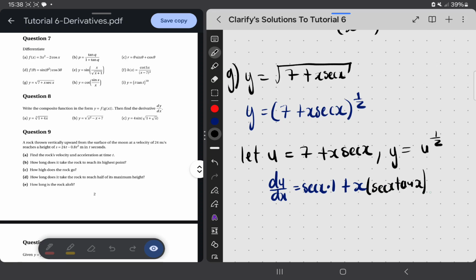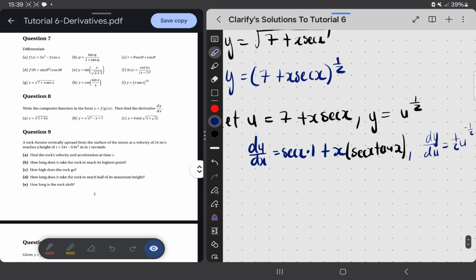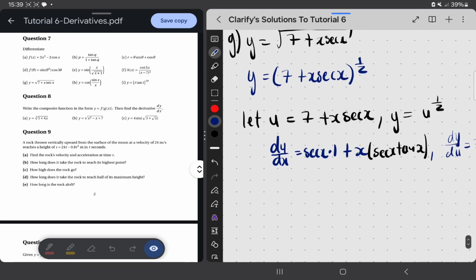Then we now want to know what is dy du, which you can put as dy du or y prime. But if we are doing chain rule, we like to write it as dy du. So I can now say here that dy du will be equal to, drop the power half, reduce it by 1. We saw it becomes negative half, u to the negative half. So anyway, now I have u, I have y, I have everything.